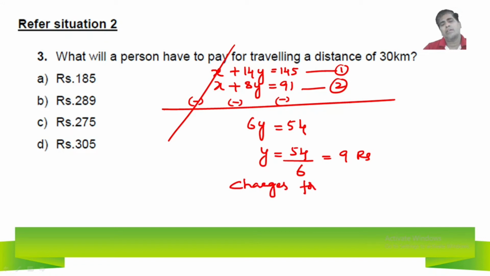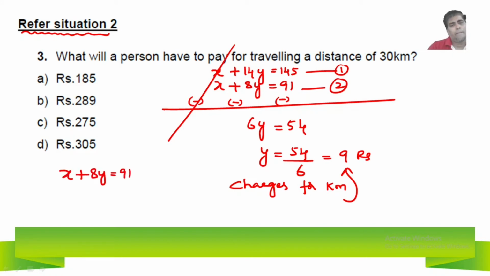Charges per kilometer is 9 rupees in situation number 2. This is very, very important. So this 9 you have to substitute in the second equation, x plus 8y is equal to 91. I have taken this equation.